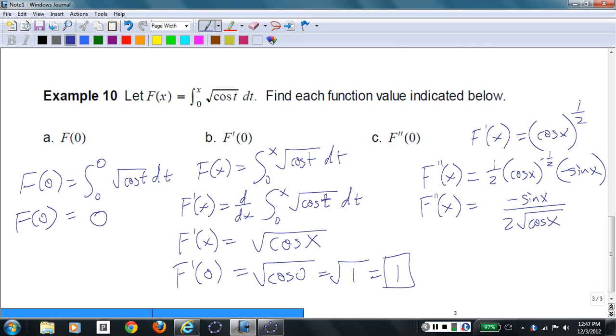And then evaluate this at 0. And I think it's well defined, and equal to 0. Negative sine of 0 over 2 times the square root of cosine 0. That's going to be negative 0 over 2 times the square root of 1. That's 0.